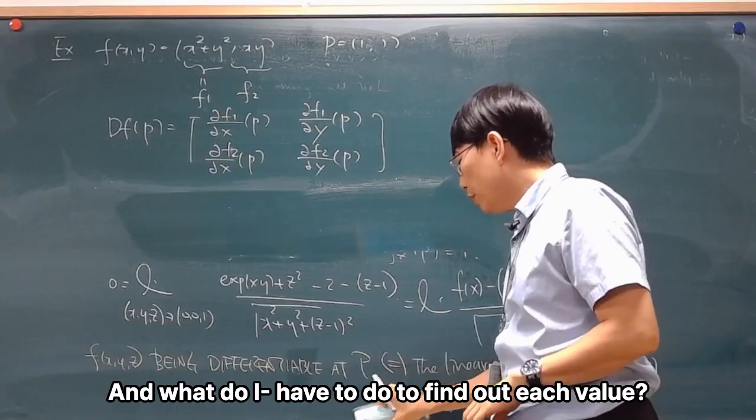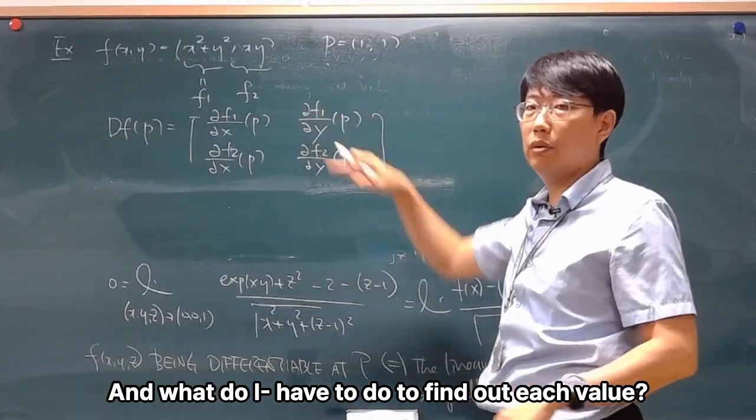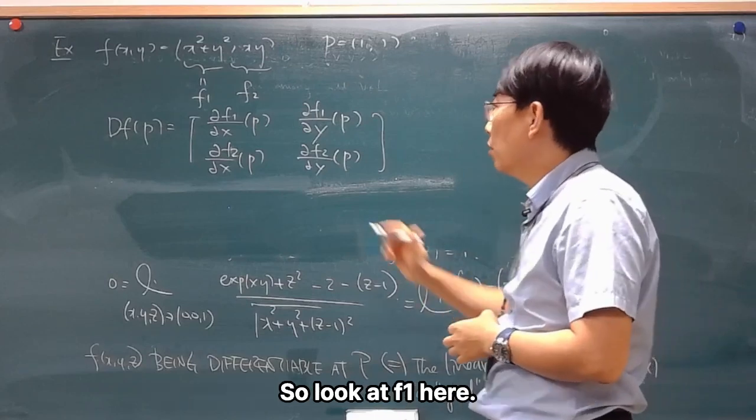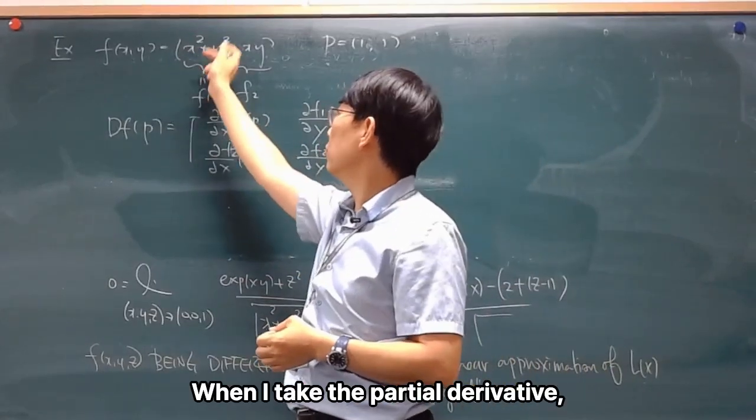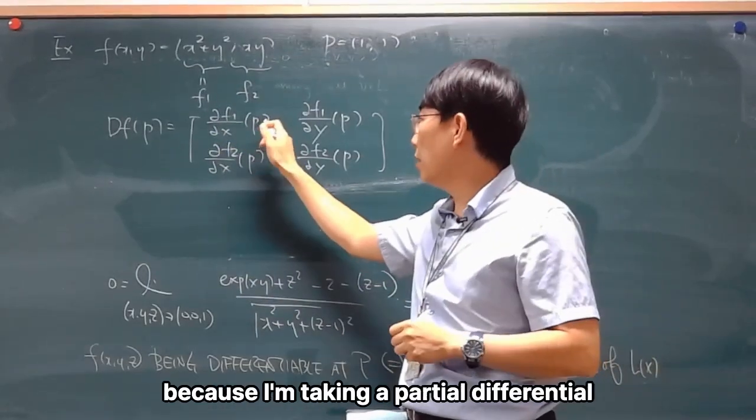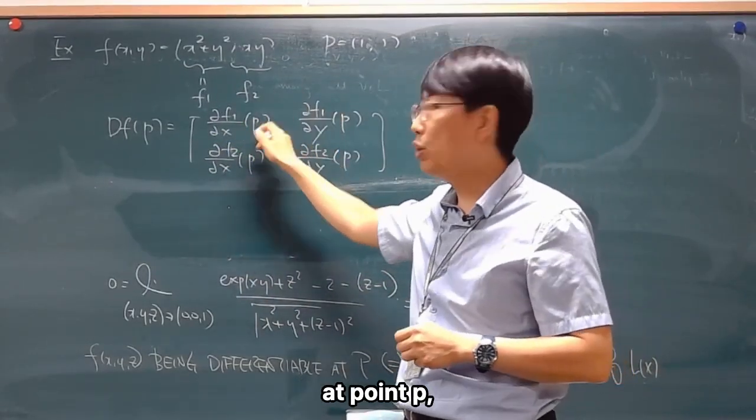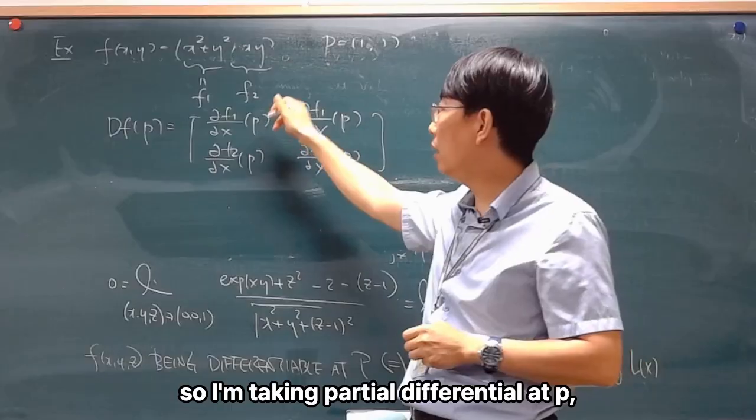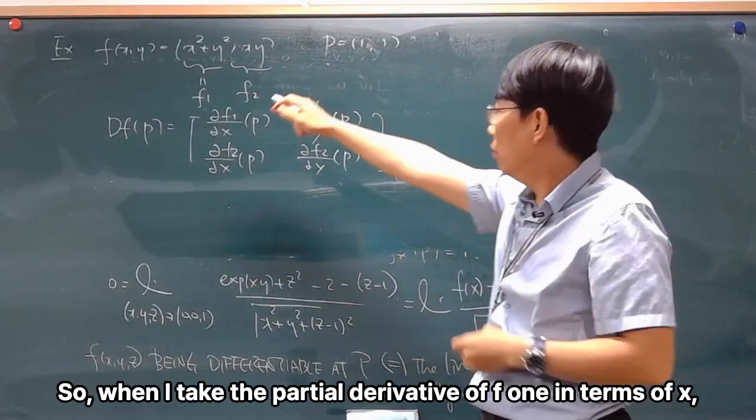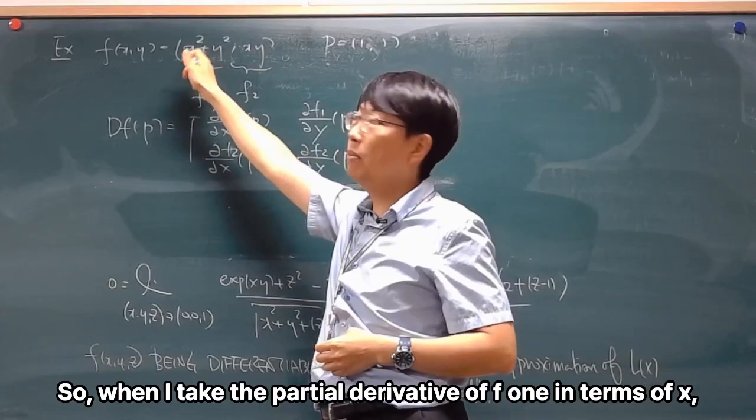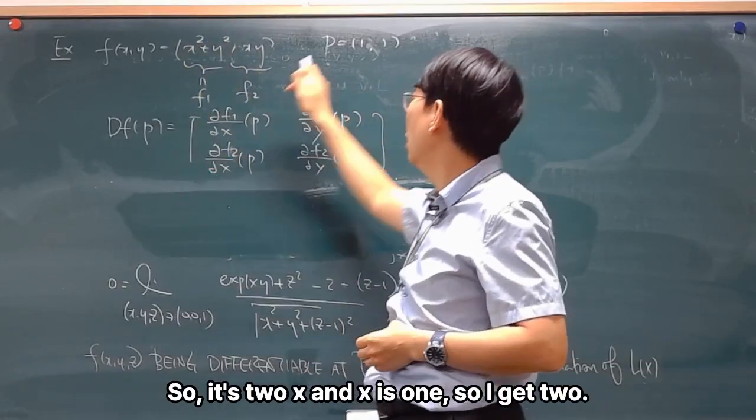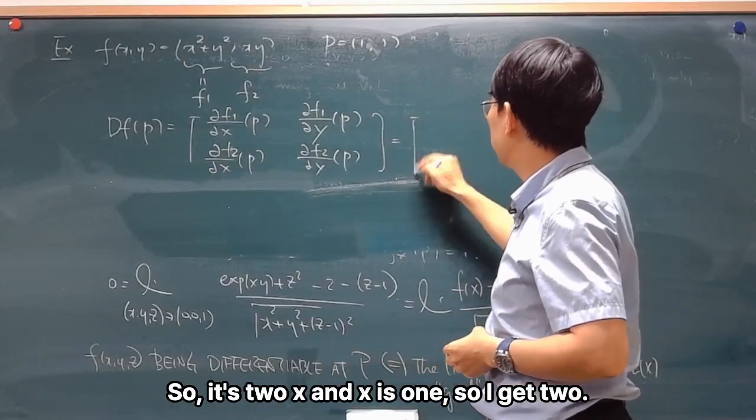And what do I have to do to find out each value? It's a directional derivative or partial derivative. I just need to take the partial derivative. So look at f1 here. When I take the partial derivative, it's 2x, right? But the answer is not 2x, because I'm taking the partial derivative at the point P. So I need to plug the value of P into the formula of the derivative. When I take the partial derivative of f1 in terms of x, it's 2x because y is considered as a constant. And x is 1, so I get 2.